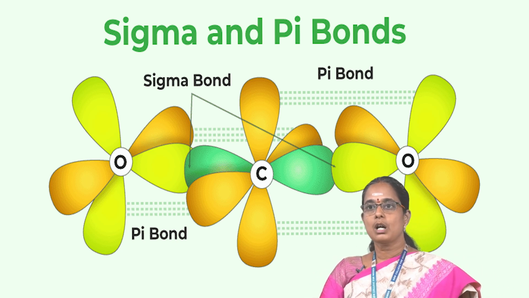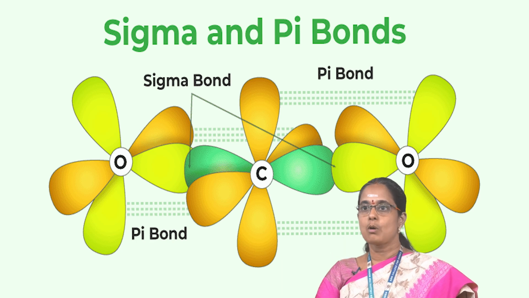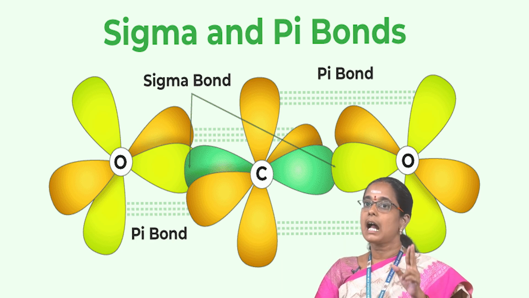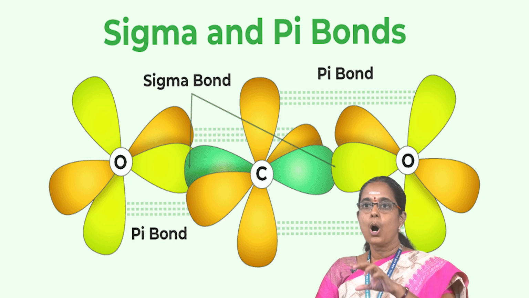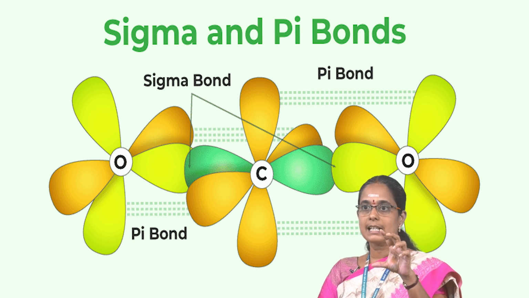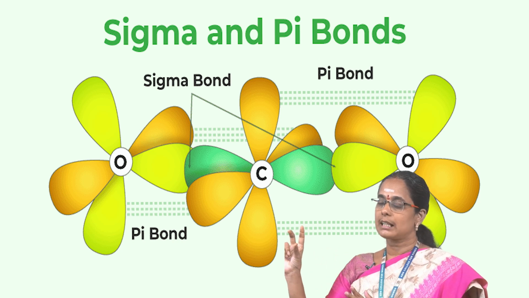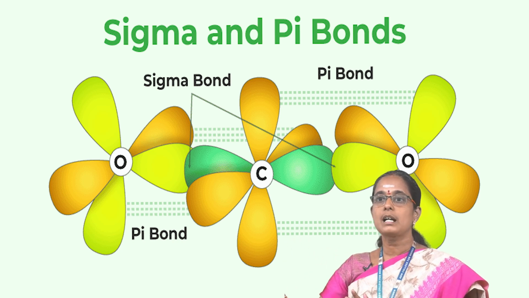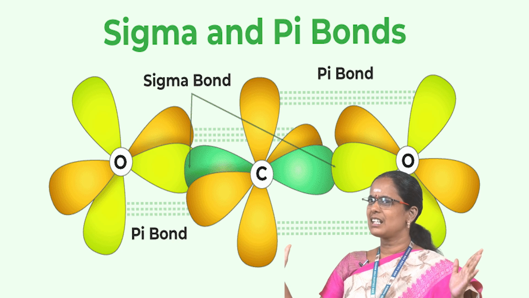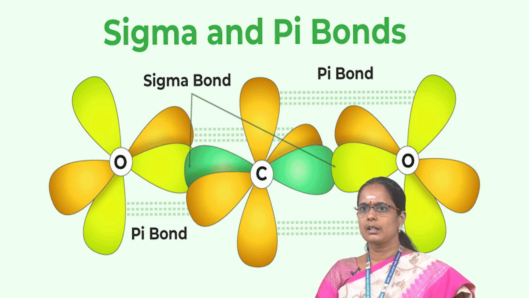In a nitrogen molecule, there are 3 bonds: one sigma bond and 2 pi bonds. All the 3 bonds put together are called a triple bond. In practice, it is written like this, N triple bond N. So what is the difference between pi and sigma bond?